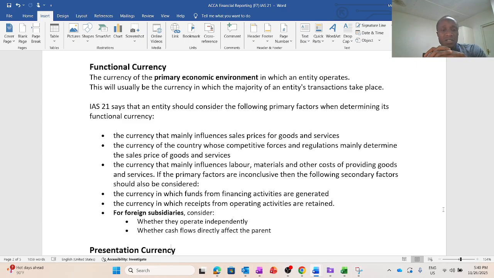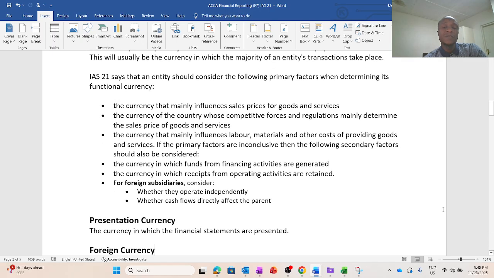Now we are going to look at the factors for a subsidiary, as we will in advanced financial management as well as strategic business reporting. That is how we are going to understand this aspect: whether they operate independently, and whether their cash flows directly affect the parent. These are the two factors we use to determine the functional currency within a group structure.